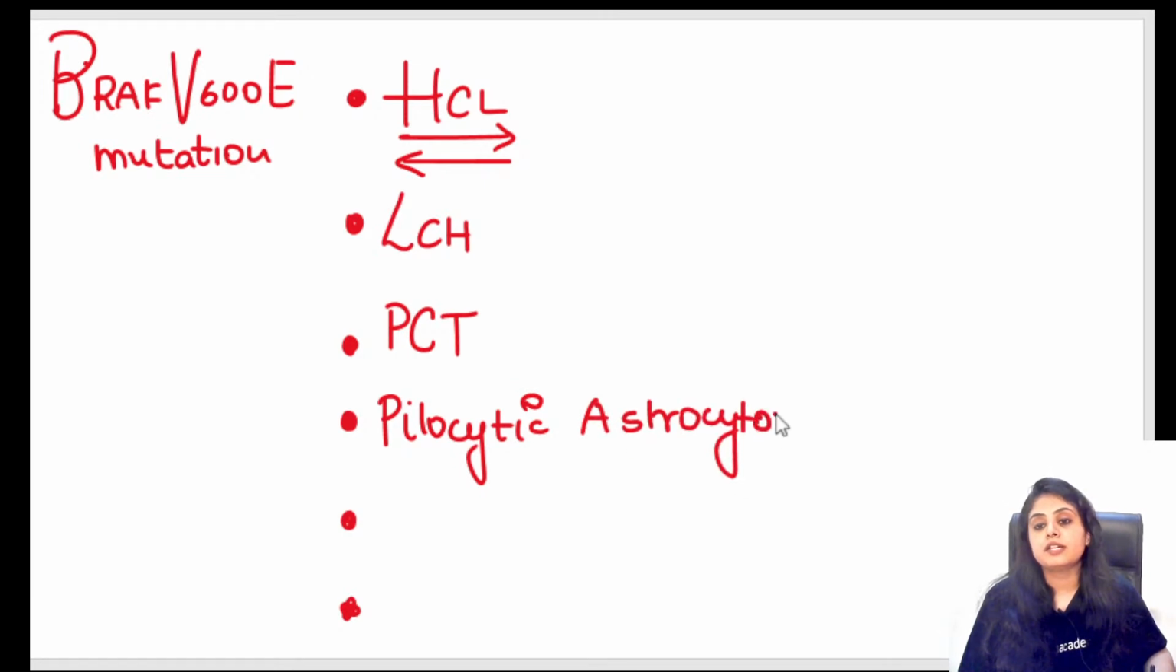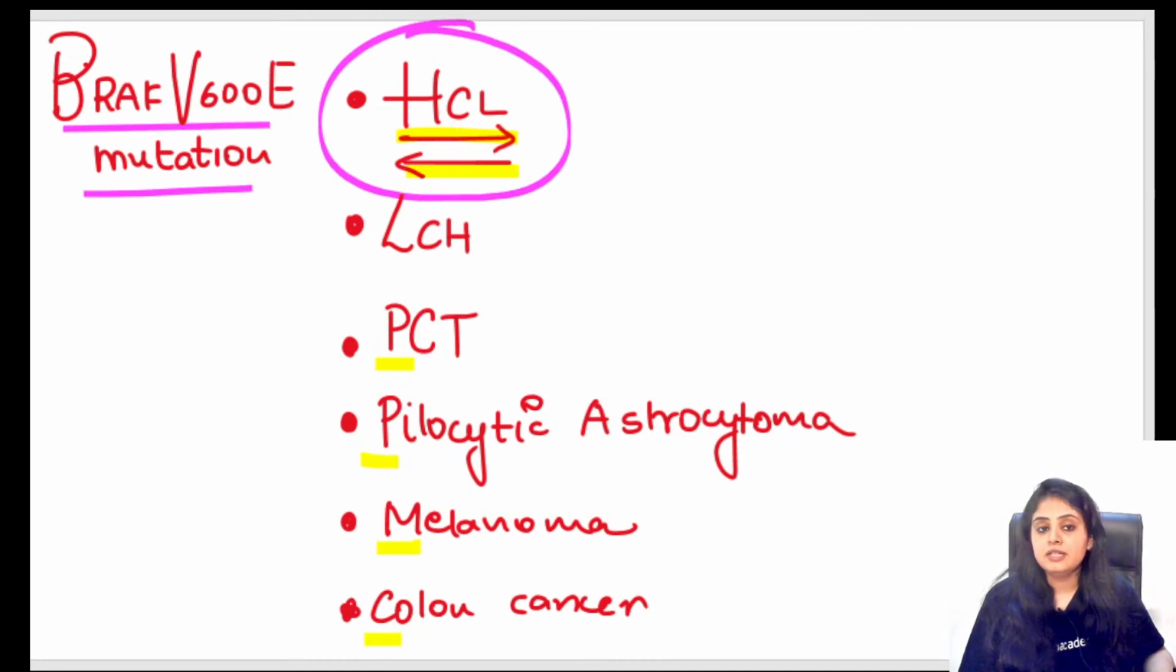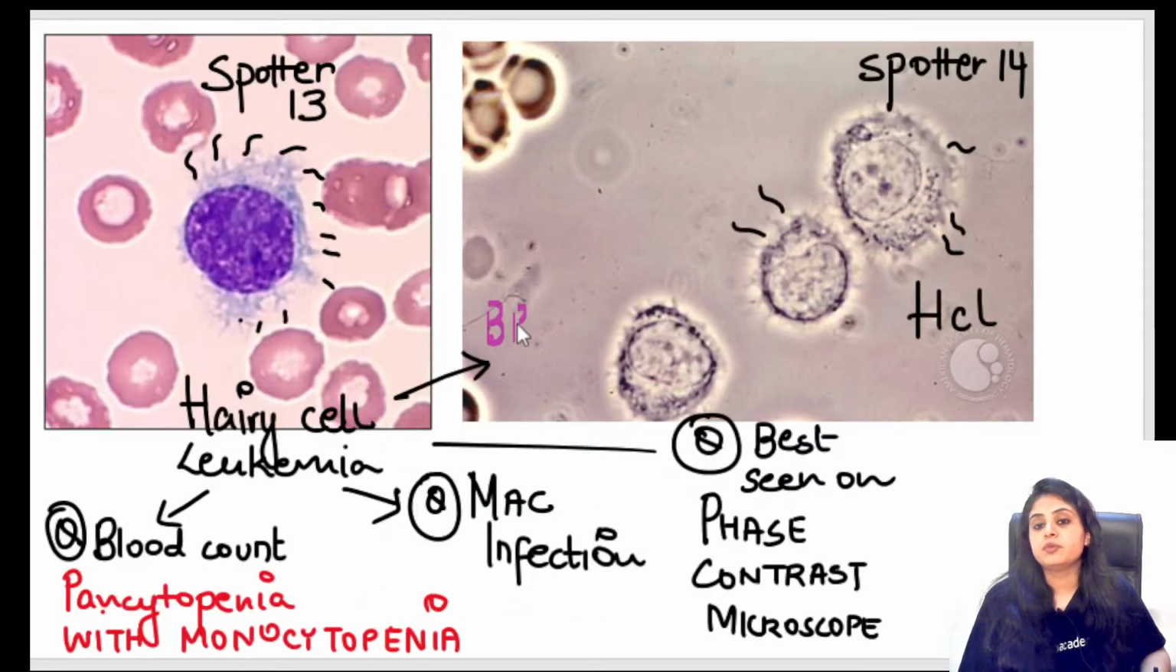Pilocytic astrocytoma. Now coming to 2 miscellaneous ones. One is melanoma and one is colon cancer. If you can remember them, then nothing like it. So repeating, LCH and HCL, PCT and pilocytic, melanoma and colon cancer. All of these are known to show the BRAF V600E mutation. So hairy cell leukemia definitely shows us BRAF mutation.